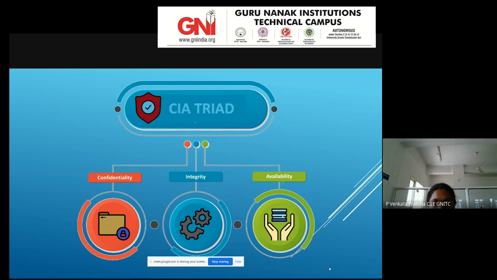Some people call it AIC. The Central Intelligence Agency is also called CIA, so to avoid the confusion between them, we can call it AIC also, for the three components. These are the important and fundamental components of security.